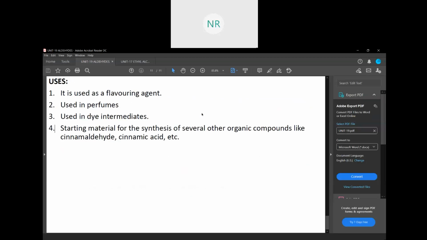So uses of benzaldehyde: it is used as a flavoring agent. It is used as artificial flavoring agent. Okay, it is also used in perfumes. I already told you that any chemical compound which has a benzene ring is used in the production of perfumes, because it is also known as aromatic compounds, because their smell will be very pleasant. Used in dye intermediates. Okay, they are also used in dye intermediates. So, starting material for the synthesis of several other organic compounds like cinnamaldehyde, cinnamic acid, etc.